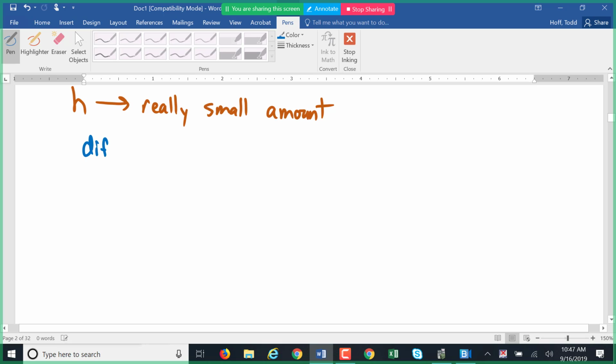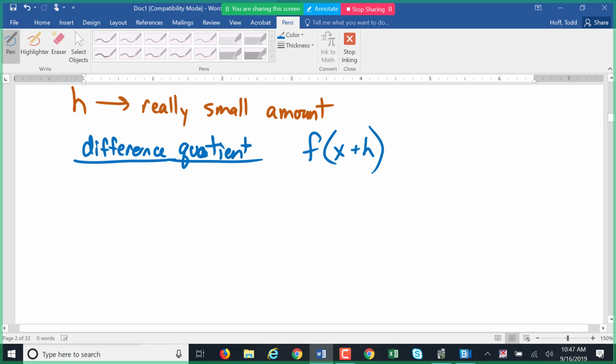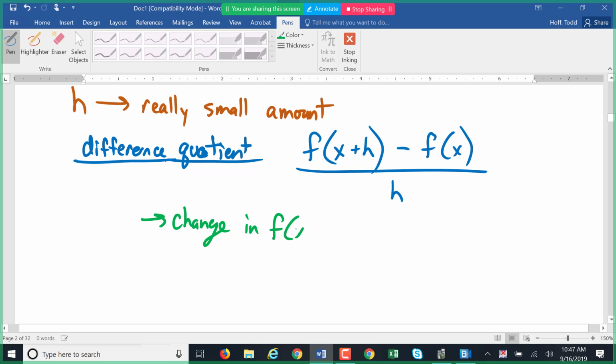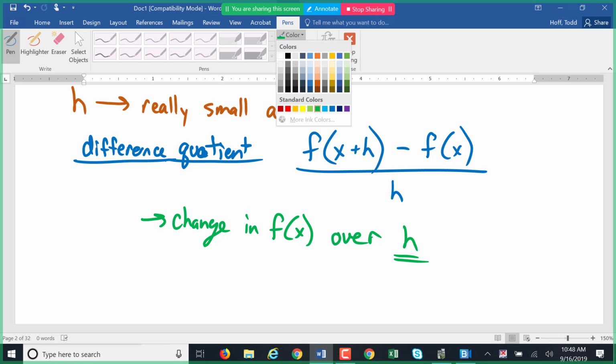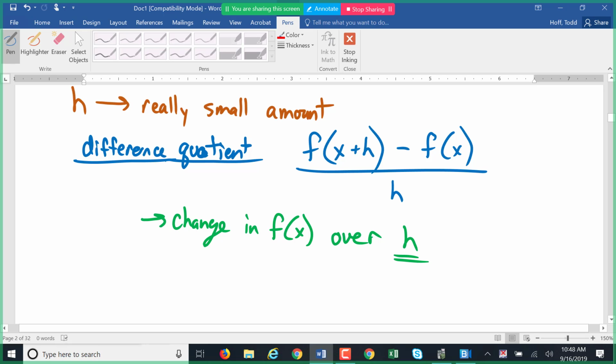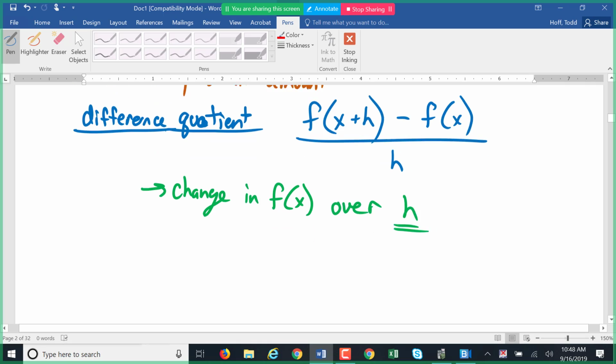But the difference quotient is simply f of x plus h minus f of x, divided by h. So technically what it's measuring is the change in the function over that range of h. And in calculus, as I said, as the h gets infinitely small, it's going to be an instantaneous rate of change, something you're going to refer to as a derivative when you get to that point.